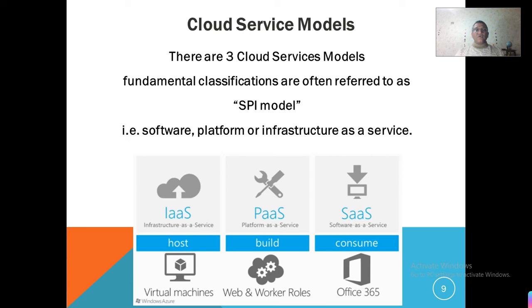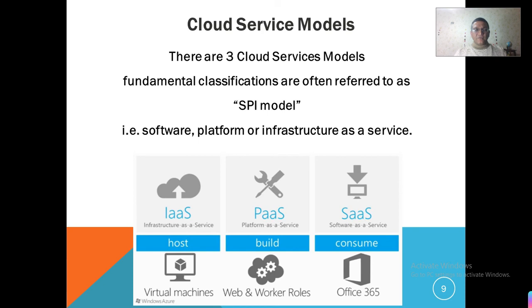IaaS is a scenario where the organization is allowed to configure its own server. So the organization can go to the IaaS model. They can build their own server based on the requirement. They can do their own configuration, their own networking, their own subnetting. Whatever kind of infrastructure they want to design for the organization, they are allowed to do in the IaaS model.